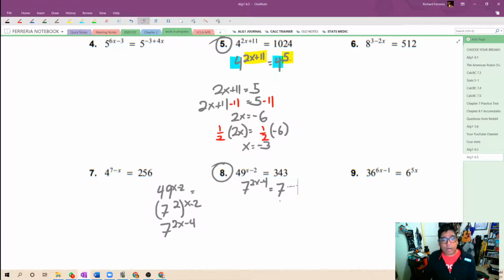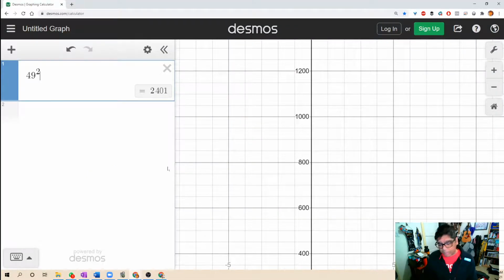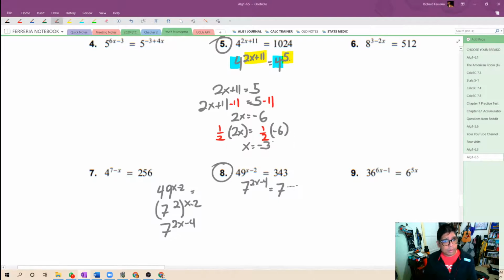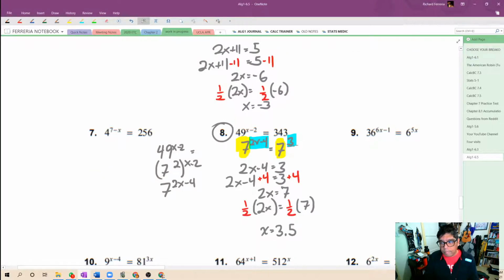So now I'll guess and check with 7. Let's check 7 squared. And I know that's not going to work. 7 cubed. And wow, that did it. 7 to the third power is 343. So I'll fill that in with a 3. Same base, so the powers need to be equal. Now it's just a regular algebra problem. So x is 3.5.